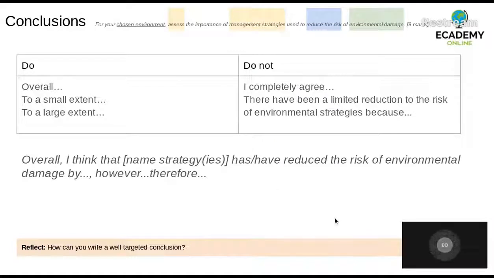So when you're starting your conclusion, you should use words like overall, to a small extent, to a large extent. Do not ever start with I completely agree, or there has been limited reduction to risk of environmental strategies, because you don't want to start with a statement which basically answers the question. You want to go back and look at what you've written very carefully, and then come to a judgment which is balanced.